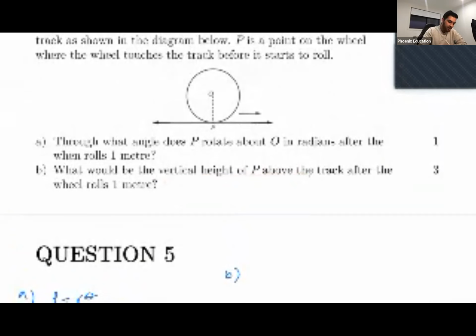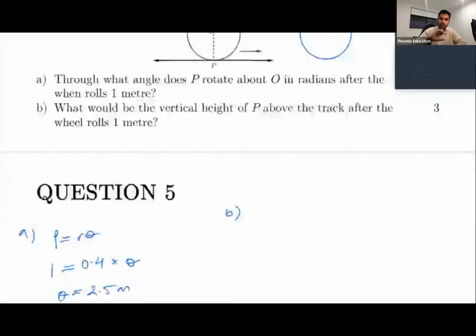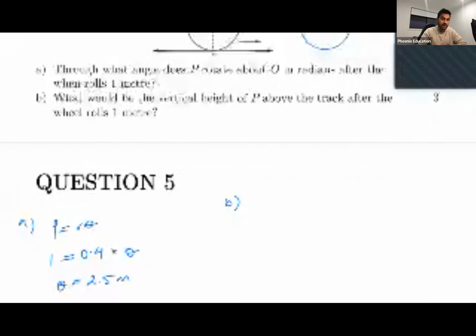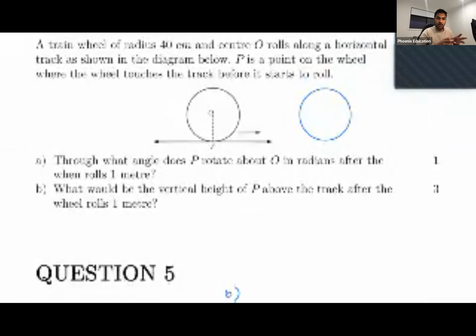Now part B, what would be the vertical height of P above the track at this stage? Okay, so pretty much after it's rolled out 1 meter, you have to think about where P would be along the circle, which is what makes this question hard. Oh, sorry, it's not meter, sorry. This is just 2.5 radians. So if it's rolled out 2.5 radians, you have to think about where it will be on the circle.